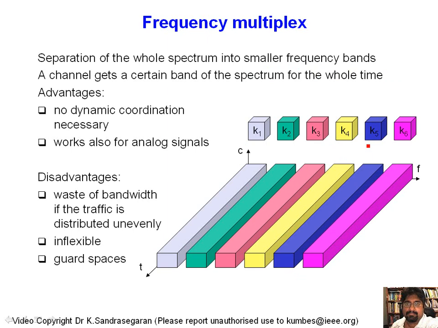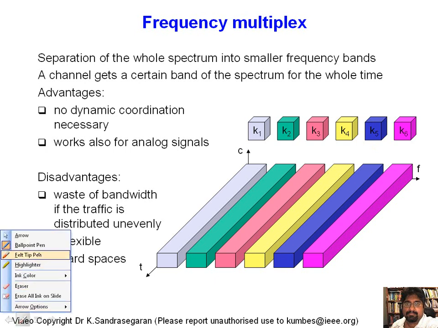Okay, so let's look at frequency division multiplexing. In frequency division multiplexing, we take the frequency band that is available. As I said earlier, frequency is a very expensive commodity in wireless communication, and we have to use it very carefully. So what we do is take the entire spectrum of frequency that is available and break it down into smaller frequency bands, and we allocate a frequency band to each particular user.